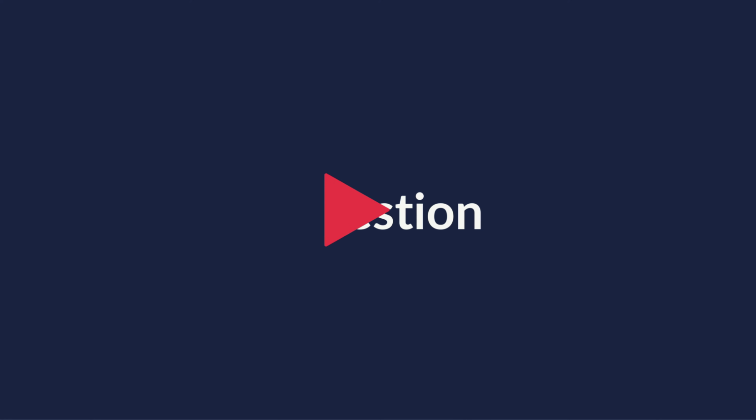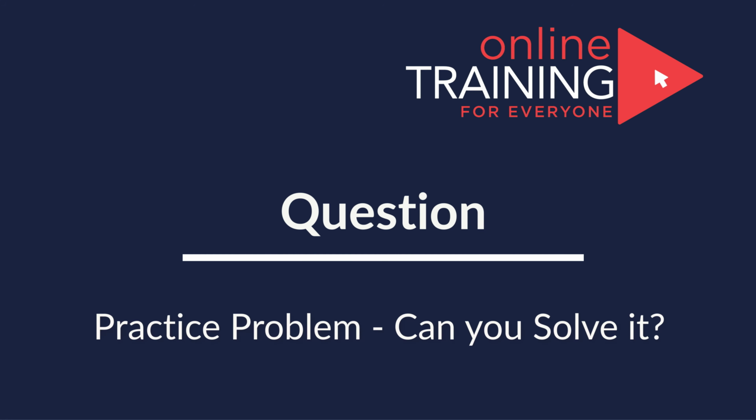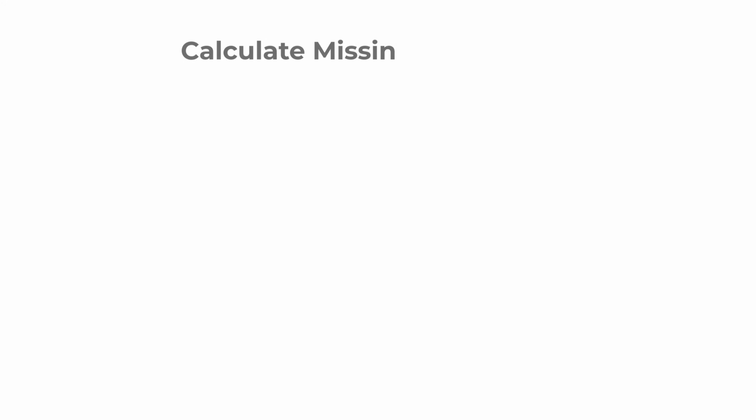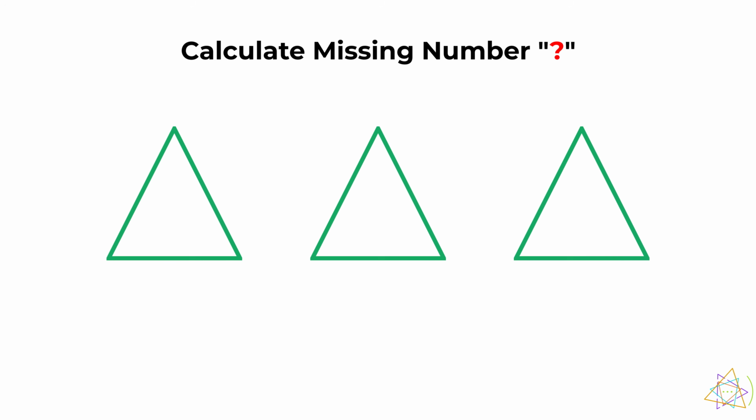Here's the question for you to practice. If you calculate the answer to this question, please make sure to post it in the comment section of this video. You need to calculate the missing number, and you're presented with 3 triangles. Each triangle has numbers in the corners as well as in the middle.